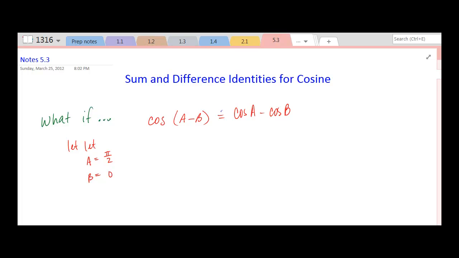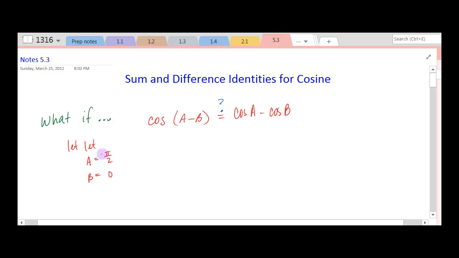In this section, we're going to talk about the sum and difference identities for cosine. Before we get into the identity, let's take this expression right here. If I have the cosine of two angles, A minus B, is that equal to just the cosine of A minus the cosine of B? In other words, can I use the distributive property like we've done in many other cases in algebra? Does the distributive property apply for my trig identities? So that's what we're questioning here.